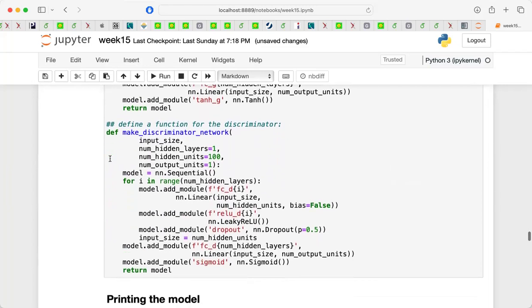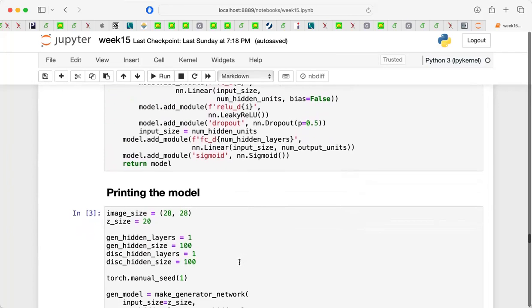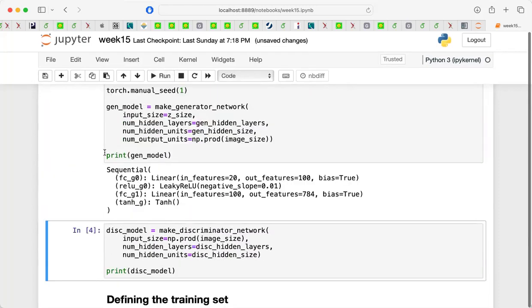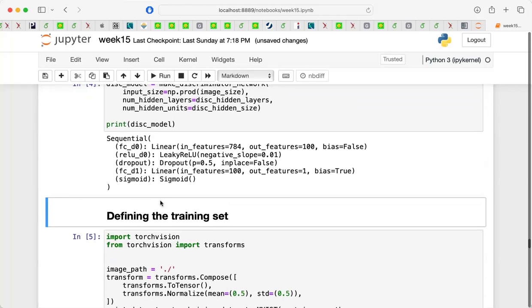And then the discriminator does the reverse, and you can see again it's a sequential neural network. It contains the same number of hidden layers, the same number of hidden units, and then there's only one output unit, which is given by the sigmoid function, because we want to decide whether it's a 1 or 0. So let's just run through this one. The next one just prints the model and tells you the features of the generator model, which is the first one, and the discriminator model, which is the second.